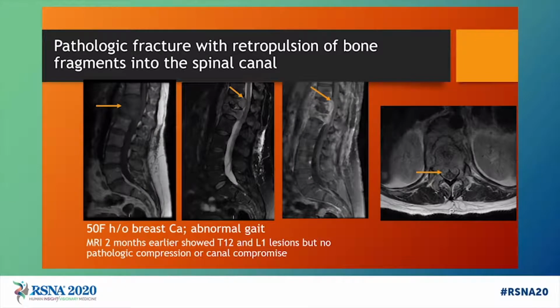In this patient with a history of breast cancer, the spinal canal compromise is due to two pathologically compressed vertebrae with retropulsed bone fragments into the spinal canal, resulting in conus medullaris and cauda equina encroachment, impingement, and compromise.